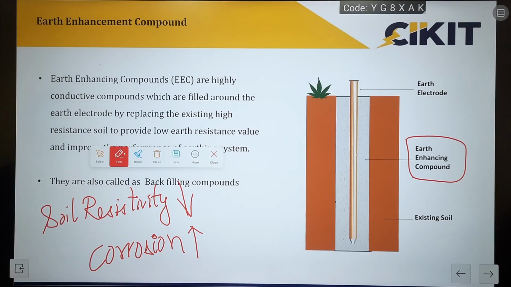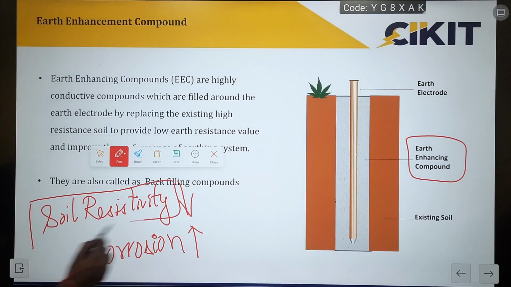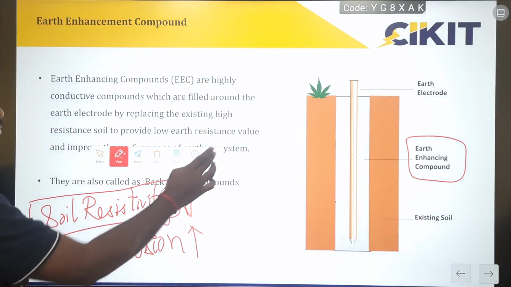So the earth enhancing compound serves two purposes. The first purpose is that it replaces the highly resistive soil with highly conductive material, and the second is that it protects the earth electrode from corrosion in low soil resistivity areas. So these are the two purposes of providing earth enhancing compounds.